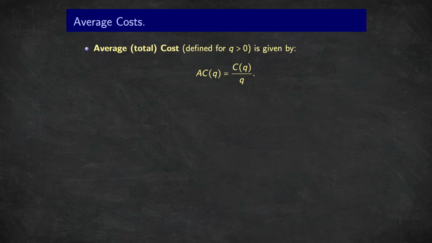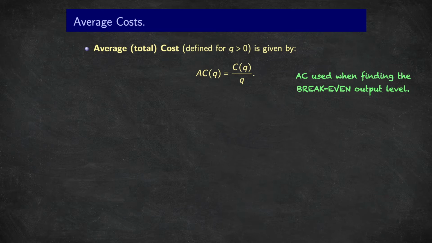A second key idea that the firm will need to know is what's called average cost. So we'll think of an average cost function as follows: average cost, capital AC, as a function of output Q, takes the total cost function C(Q) and then divides by the level of output Q. This, in a sense, gives us the average cost per unit of output. Now, the firm will use this when deciding whether or not it is breaking even.